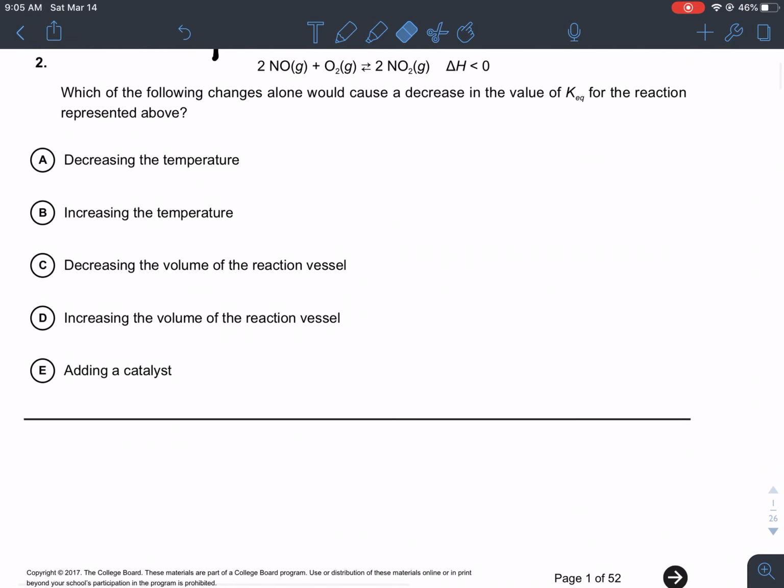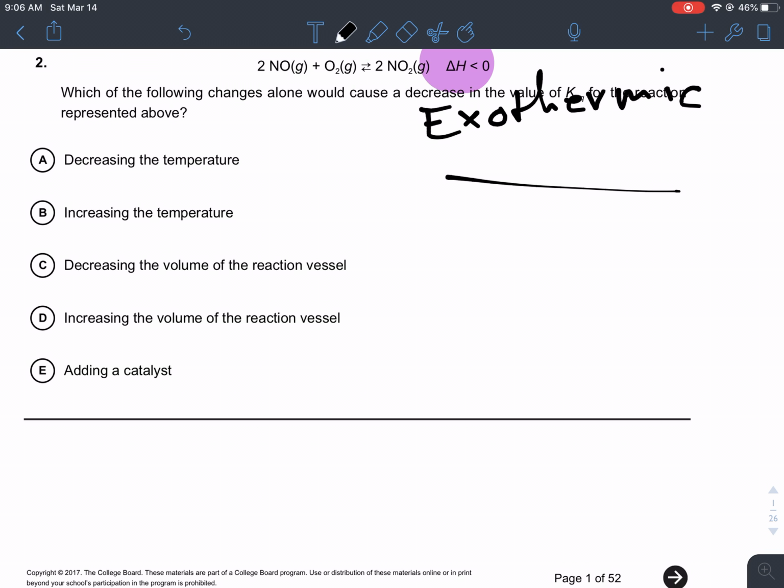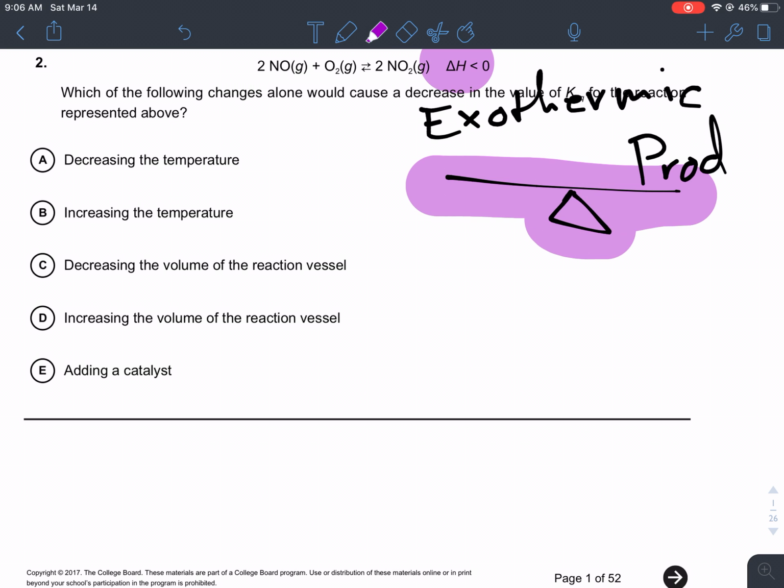Now you have 2 NO plus O2 yields 2 NO2, and it gives you this really great piece of information right here, that the delta H is negative. If delta H is negative, that means that this thing is what? It's exothermic, meaning heat is a product. And if you don't know what I'm doing right there, I'm drawing a little seesaw to demonstrate Le Chatelier's principle of equilibrium.